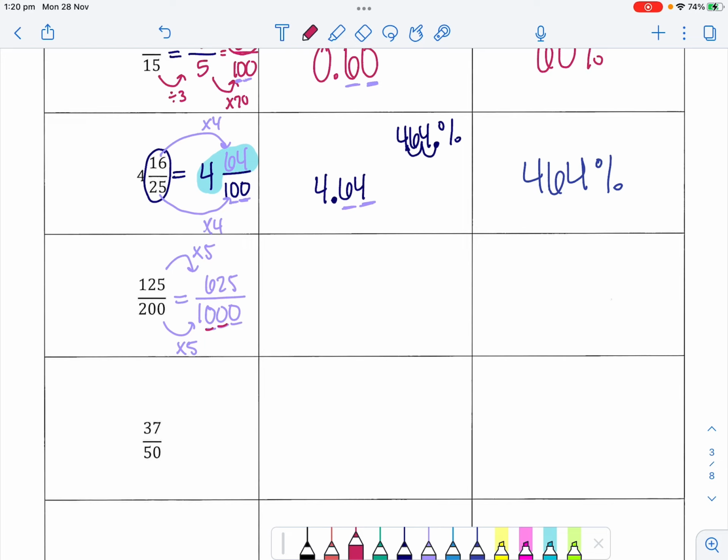Now again, I talked about these 3 zeros. Those 3 zeros represent the number of decimal places that you need. So in the middle here, instead of going to a percent, because I don't have a number that's out of 100, I'm going to go to a decimal first, and I'm going to say, okay, I've got 3 zeros. That means 3 decimal places, 1, 2, 3. And I'm going to fill in that 625. So there's my decimal.